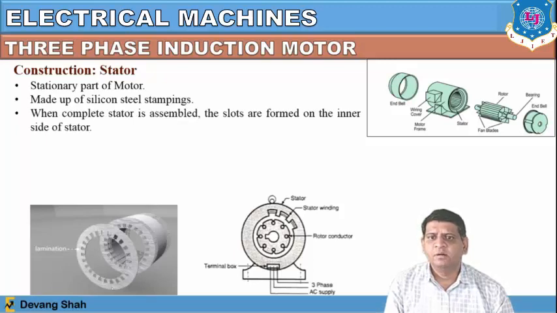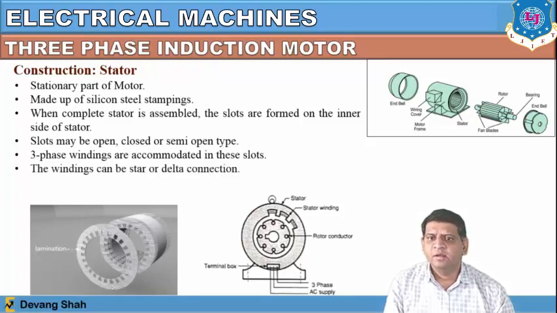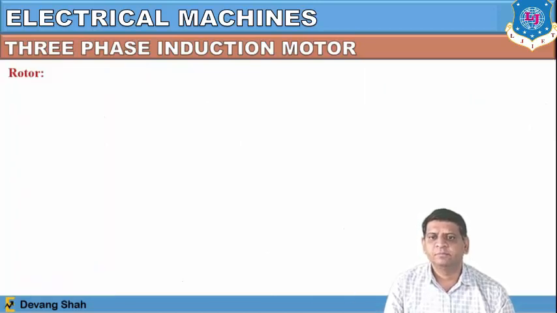When the complete stator is assembled, the slots are formed on the inner side of the stator. The slots may be open, closed or semi-open type. Three-phase windings are accommodated in all these slots. So the windings are wound over these slots, and it can have a star or delta connection. Three ends of this winding are brought to the terminal box where the AC power is applied. So you can see here this is an AC box where the three-phase supply is applied.